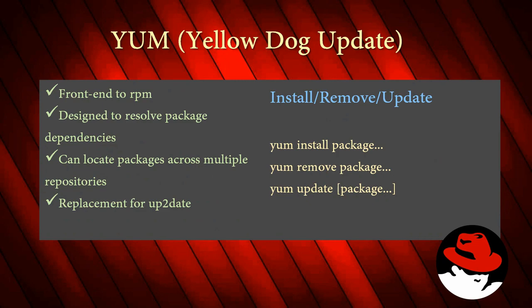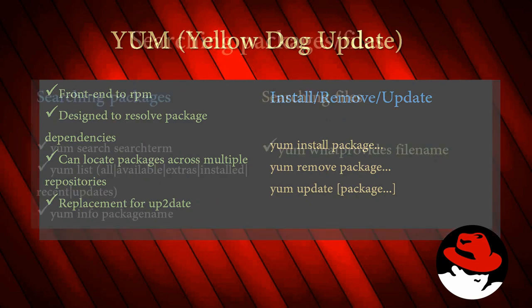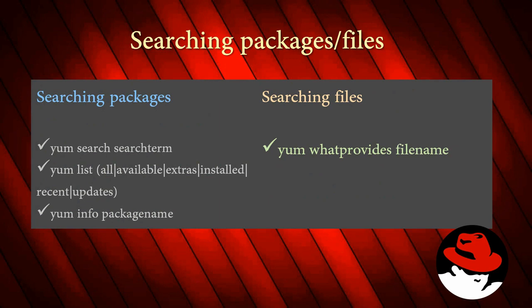You can search packages or files using the whatprovides argument on yum. You can search with a search term. Suppose you want to search a particular string in a package, you would write yum search with the search term.